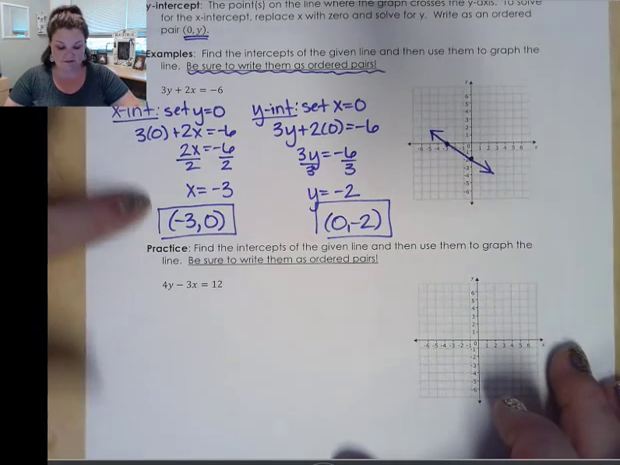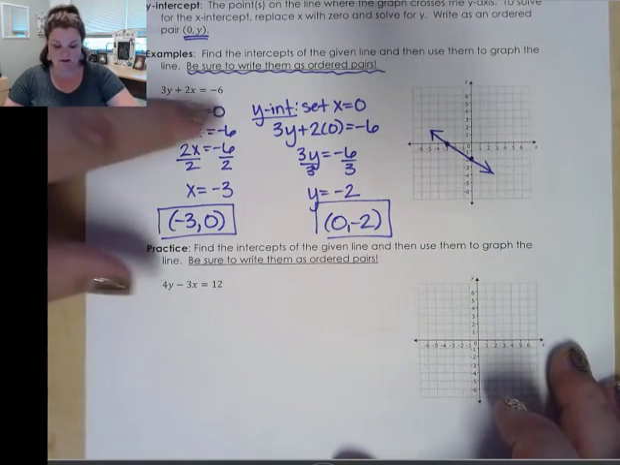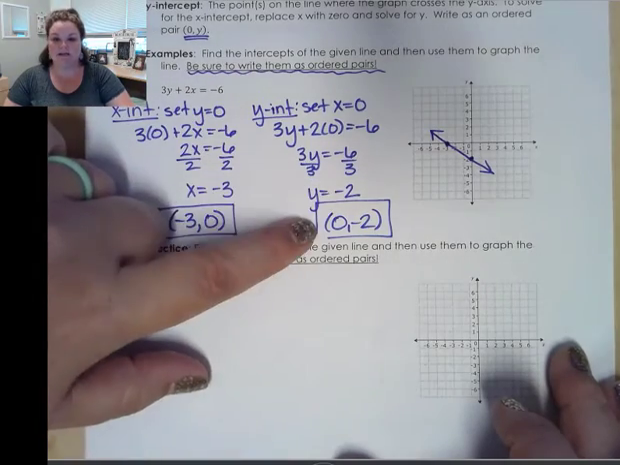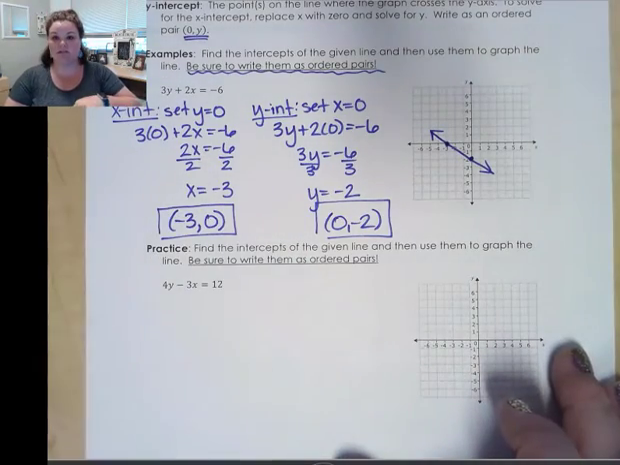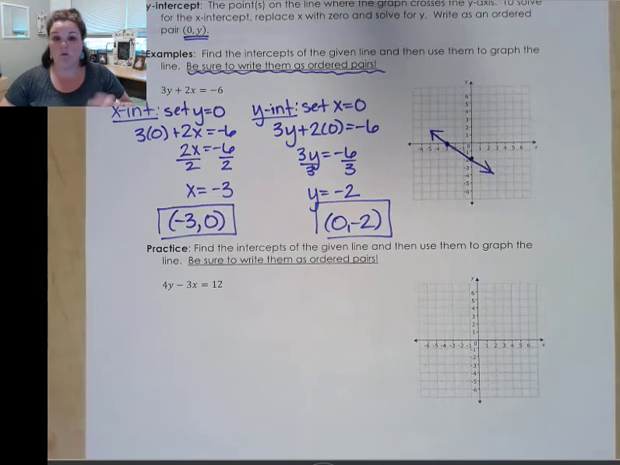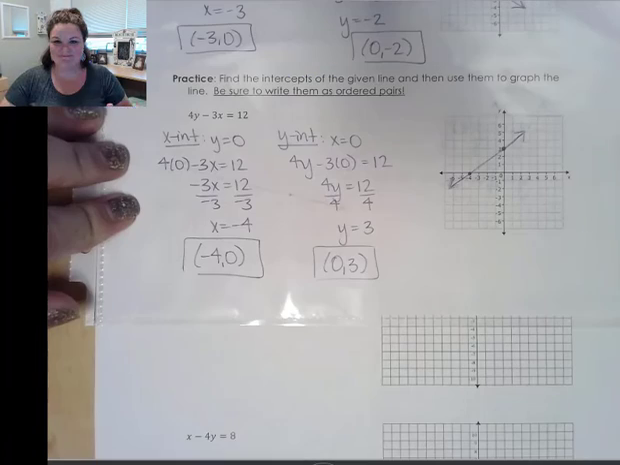Okay? All right, so I want y'all to try the same thing on the next one. I want you to find the x-intercept, be sure to write it as an ordered pair, and then find the y-intercept, write it as an ordered pair, and then use those intercepts to graph the line, okay? Once you've completed that, go ahead and unpause the video and we'll go over it.